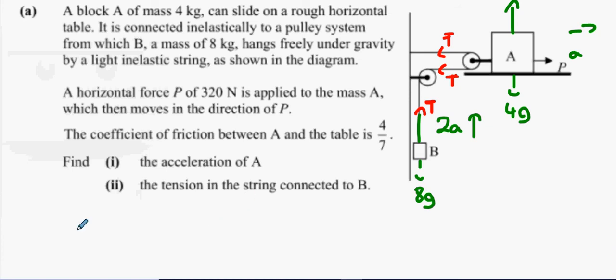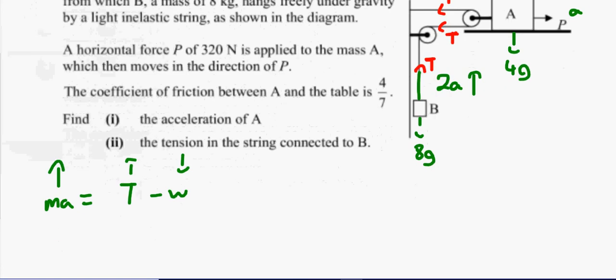It's definitely going upwards. So mass times acceleration equals tension going upwards minus its weight going downwards. Is everybody familiar with the system that if you say it's going up, you start off with up minus down, yeah? Alright, so here's what we're going to do. It's 8 times 2A.